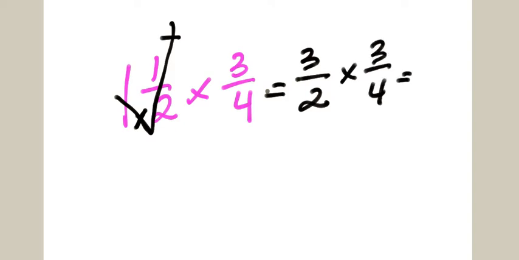I look and I say, can I simplify? No, I would get 9/8, which you can leave improper or you can change it back to a mixed number, which would be 1 1/8. How do I get 1 1/8? You divide 8 into 9. It goes one time, and you would have 1 left over, so 1 out of 8 will be left over.